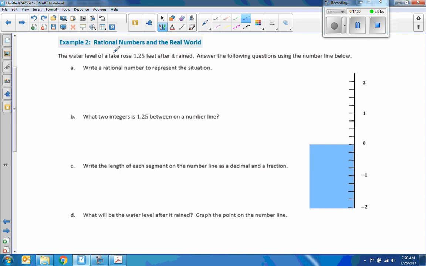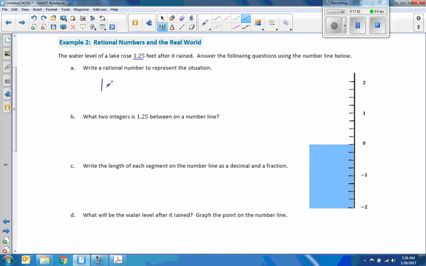The water level of Lake Rose. The water level of a lake rose 1.25 feet after it rained. Answer the following questions using the number line below. A. Write a rational number to represent the situation. A rational number is a number with a ratio or a fraction.